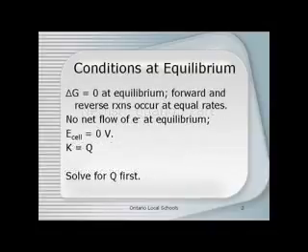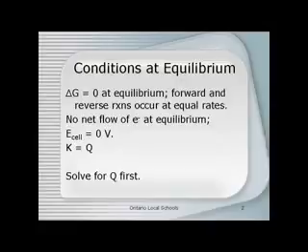Let's look at some conditions at equilibrium that will be helpful to us. Delta G, which is Gibbs free energy, is equal to 0 at equilibrium. The forward and reverse reactions occur at equal rates. There's no net flow of electrons at equilibrium, so E of the cell will equal 0 volts. And at equilibrium, the value for K is equal to Q.